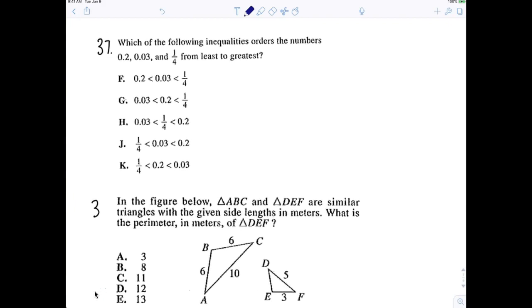Which of the following inequalities orders the numbers from least to greatest? Well, obviously, which one is the smallest there? 0.03 is the absolute smallest, so I know it can't be F, J, or K. Now, 1/4 is what decimal? 0.25. So 0.25 would be greater than 0.2. So does everybody agree that my answer would have to be G? Now, if you forgot what 1/4 is, you can just do 1 divided by 4 on your calculator. Does everybody agree with that? All right, let's go to the next one.